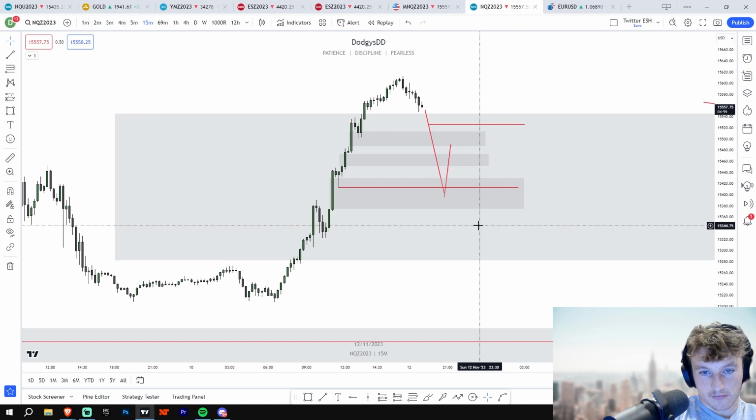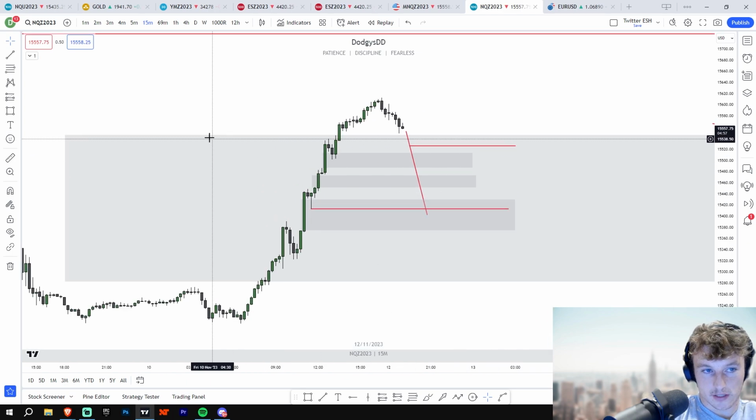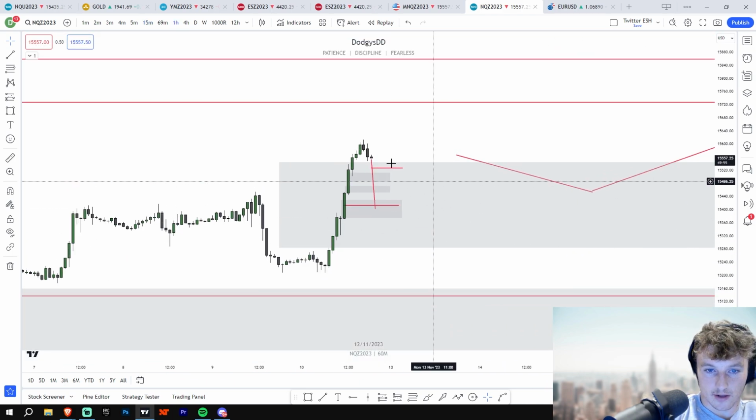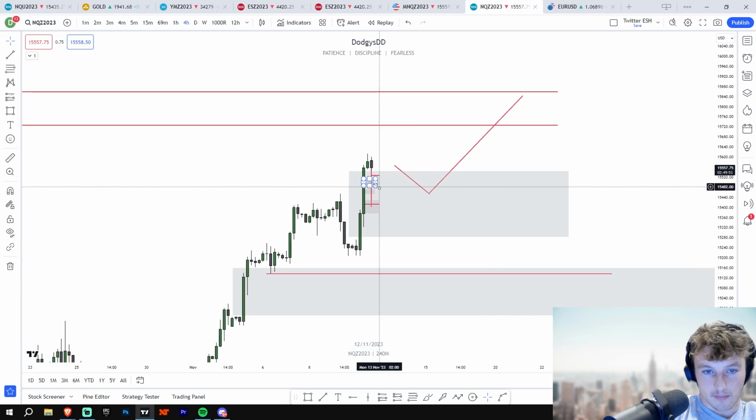That's only if the market has really no urge to bounce here. So that's basically what I'll do. I'll create two plans. I'll have my main plan, which is that I'm looking for longs in here.